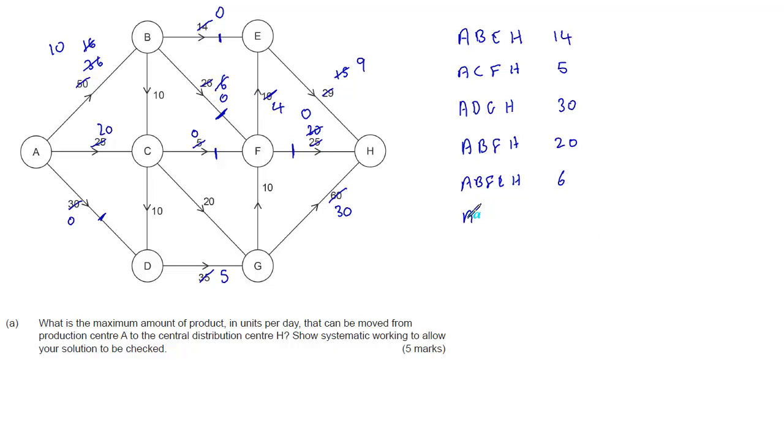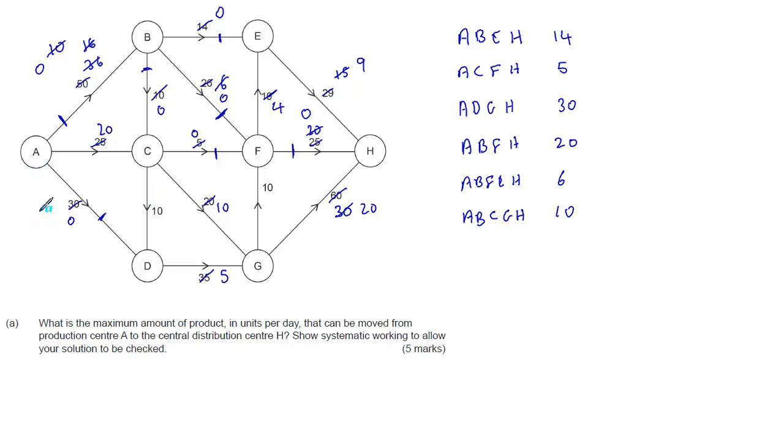Now, still using the top, we can go A, B, C, and we could go G, H from there. Now, the smallest on that is 10, which makes this one 0, and that's now blocked off. We can't use it again. This one's 0, so immediately blocked off. This would go down to 10. This would go down to 20.